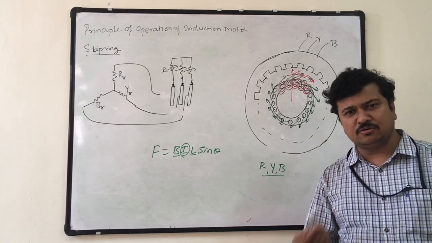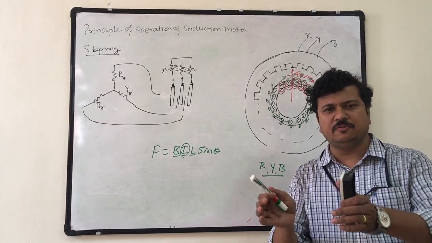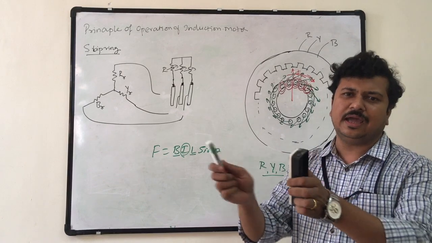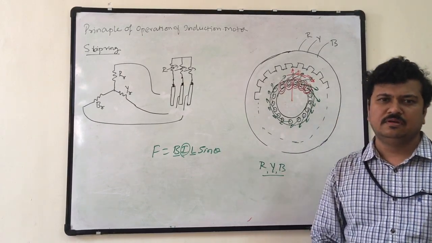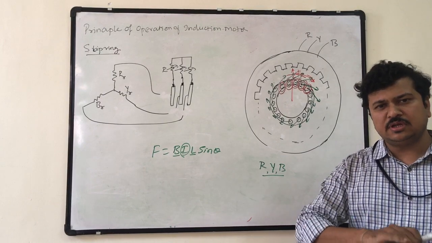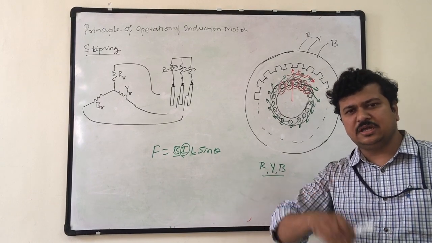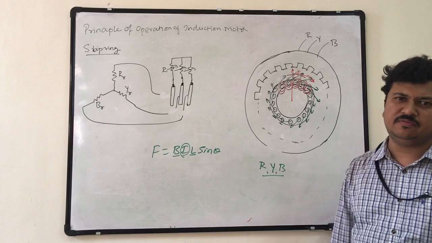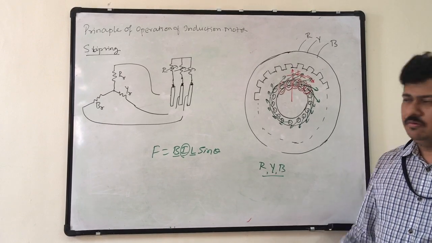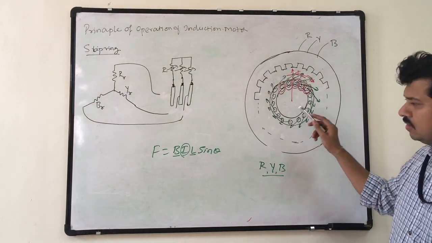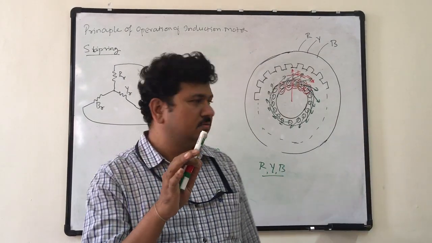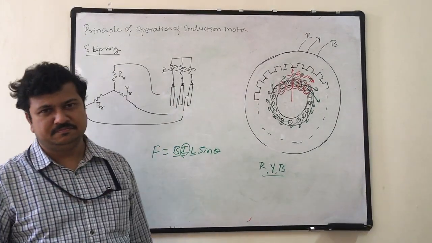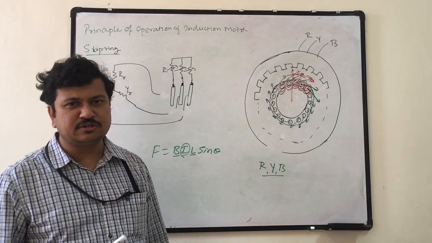So oppose means what? It will not just drag back and hold the field to a stationary position. It can't do that. It will try to reduce the relative motion between itself and the rotating magnetic field. Now the EMF induced in the rotor conductors is purely due to relative speed.